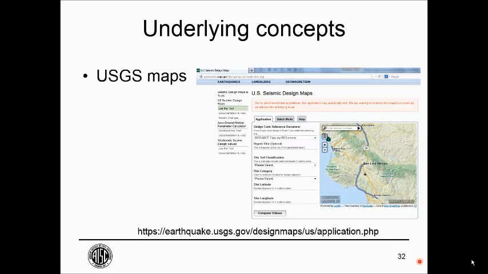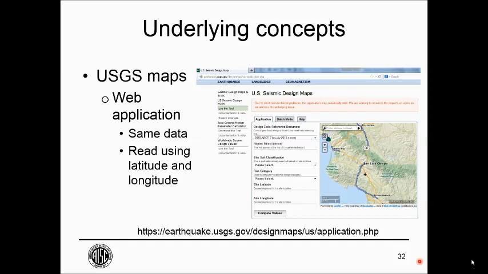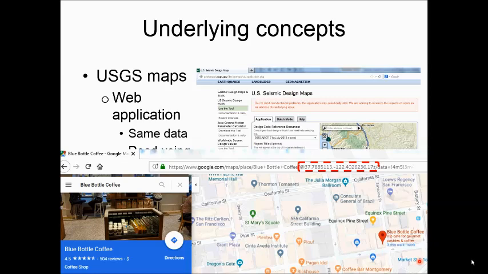It has all the same data, but you can drill down and get the exact value at your site by either putting in the address or using latitude and longitude as an entry here. You also specify the code and your soil type, and you get a spectrum. Latitude and longitude you can pull up from multiple sources. Here it is from Google Maps for a local coffee shop.